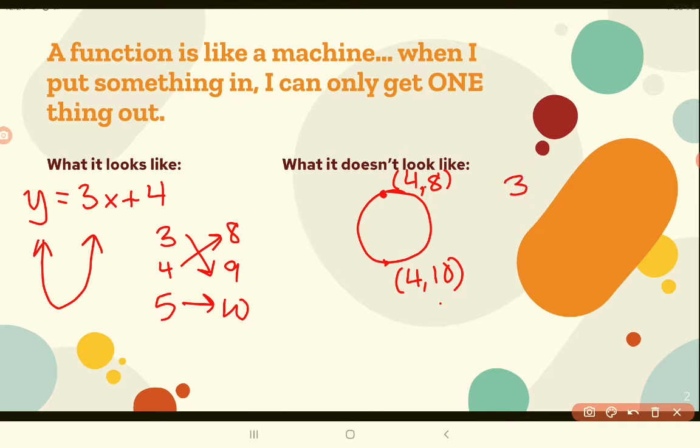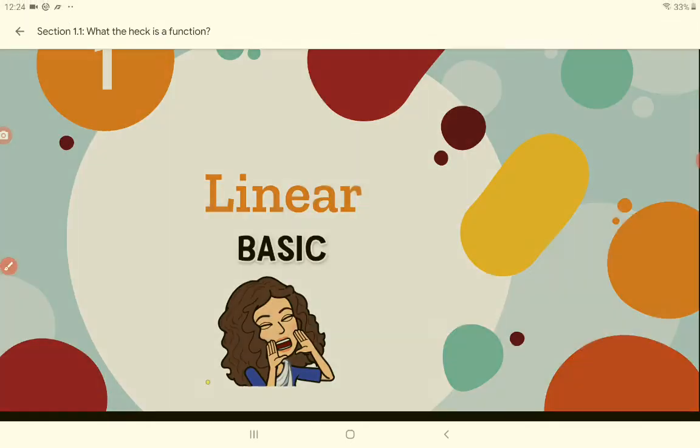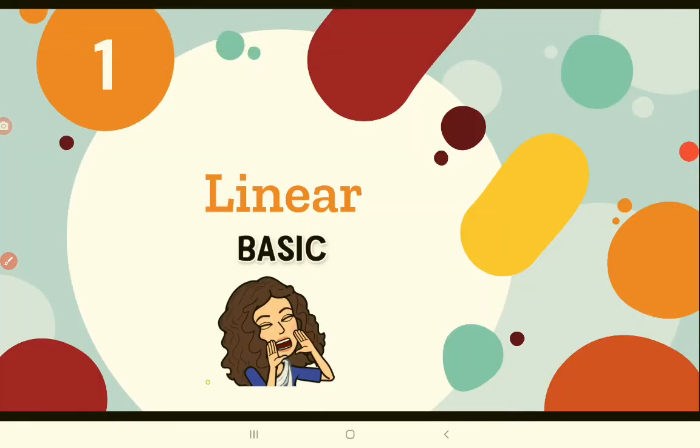Let me think of something else. Let's say I did this. Okay, so same numbers, but now look what's happening. Now 3 is going to more than one thing. That is not a function. So a function has to have one output for every input. So those inputs can't repeat. I can't have 3 going to more than one thing. Okay?